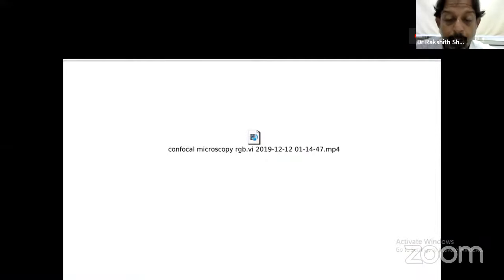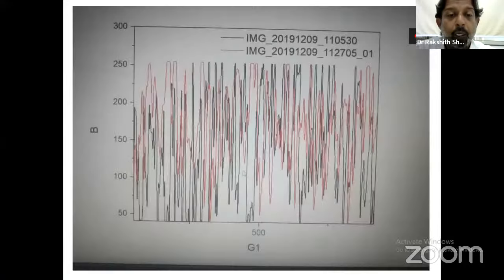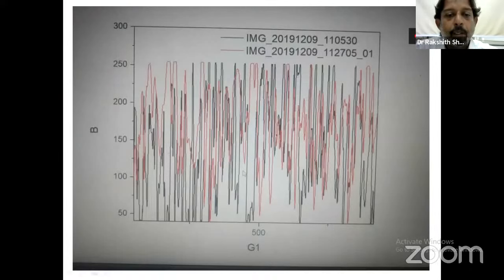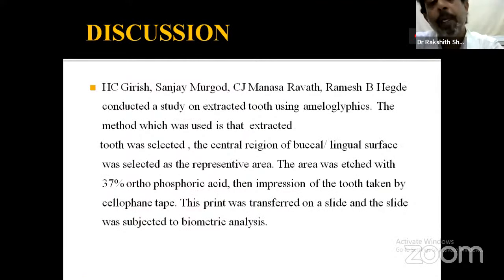Okay, anyway, I think all of you understood with this picture itself how this is the video which I had, how it analyzes, and how the graph was going to be formed. So this picture and these values all put together give a graph representation. Now coming to the main discussion, why did I choose enameloglyphics?